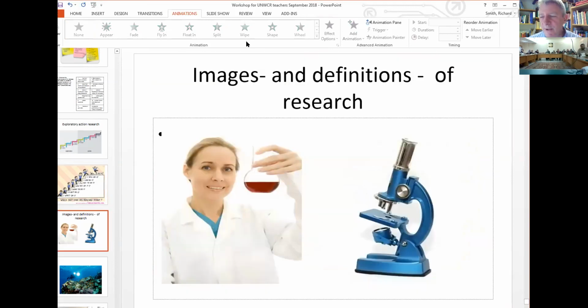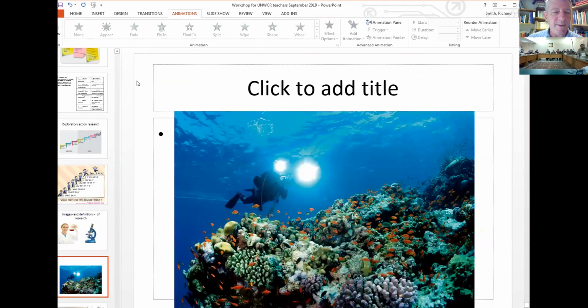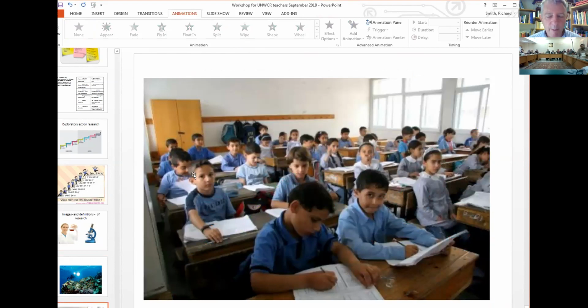Here's how we started, with some images of research that teachers often have. I said that I hoped by the end you would feel a bit more excited or interested in doing research, teacher research. And I also said that I hope you start to feel that it is relevant to your own classrooms. I hope that it could be useful to at least some of you in relation to your classrooms in Palestine and Gaza.